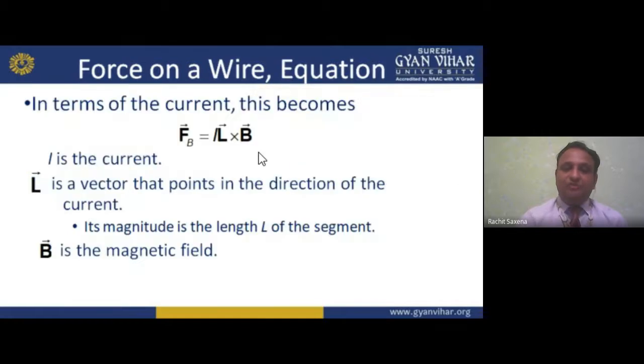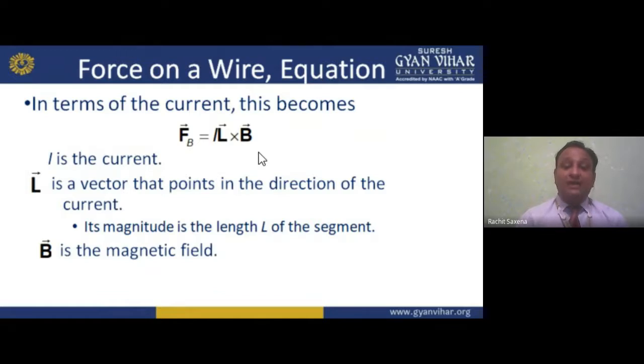Okay, now moving forward, I am continuing with the force on a wire equation. In terms of current, this becomes F = B I L, where I is the current. We can also write the magnetic force like this: I L vector cross B vector, the cross product.